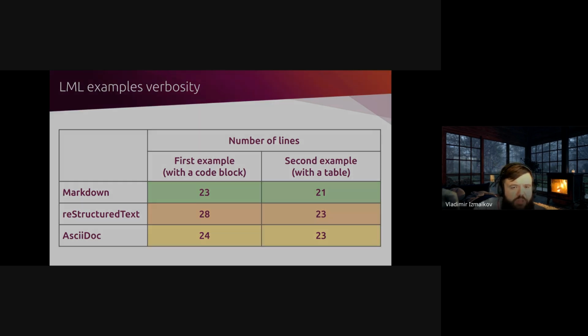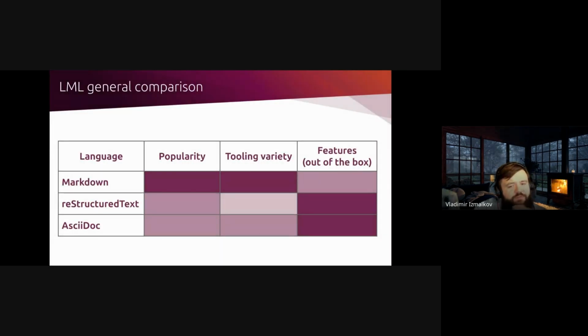So yeah, consider this just my opinion or feeling. It can be very specific to your use case. So in general comparison, yet again, it's more or less opinionated. Language popularity: Markdown, I think most people would agree, is the most popular one and has the best tool variety overall. Yet the features provided by Markdown out of the box are probably on the lacking side. For reStructuredText and AsciiDoc, I would say they both share the second place in lightweight markup languages.